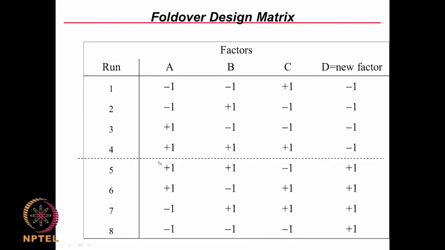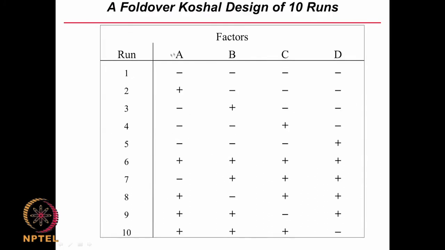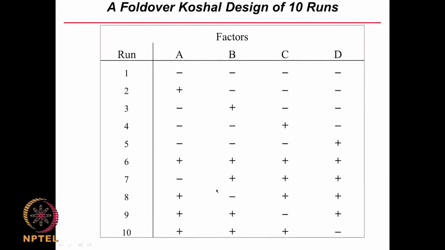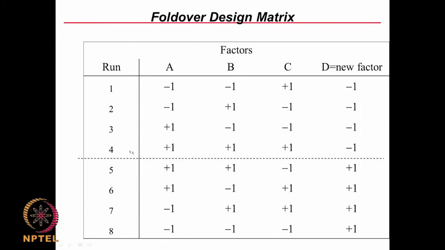See, you have fold over designs. If you are doing 8 experiments, the previous one was 10 experiments, 4 factors. Here you have 8 experiments, 4 factors, okay. So, this is called a fold over design. Why is it called a fold over?